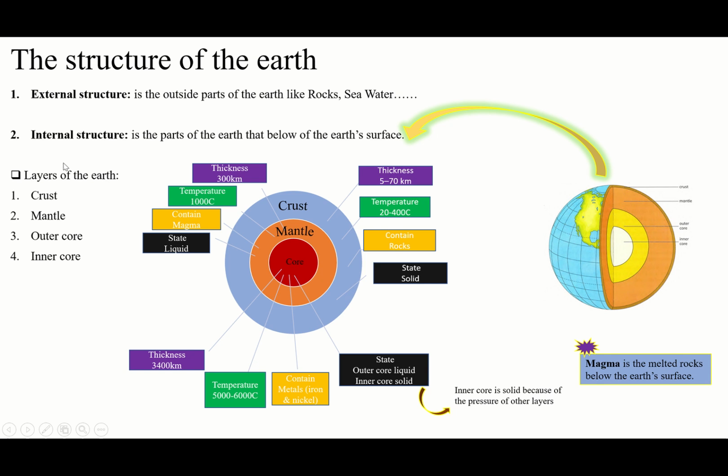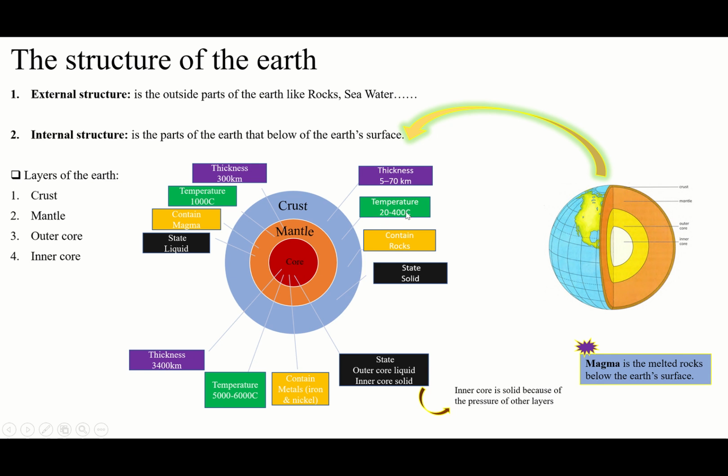So, the layers of the earth: the crust is the first layer; the second layer is the mantle; the outer core is the third layer; the inner core is the fourth layer. And we said the differences between them: they differ in thickness, in their temperature, in what they contain, and in their states also. So let's see. The thickness of the crust, we said, is between 5 to 70 kilometers. The thickness of the mantle is 300 kilometers. The thickness of the core is 3,400 kilometers.